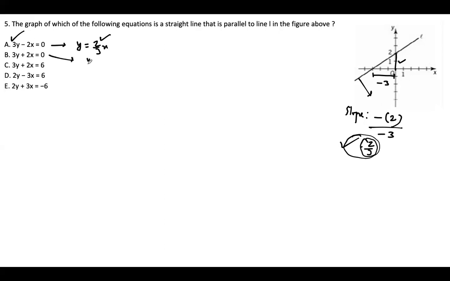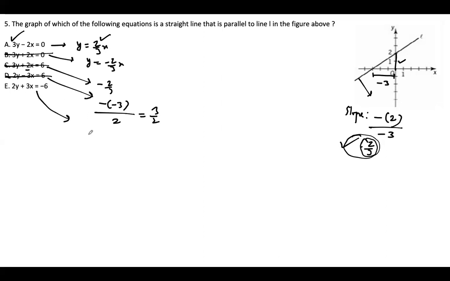What is the slope here? -2 by 3. Not our answer. What is the slope? Coefficient of x? -2 by 3. Not our answer. What is the slope? Minus of coefficient of x upon coefficient of y, which is 3 by 2. Not our answer. What is the slope here? -3 by 2. Not our answer. So answer A. Very good.